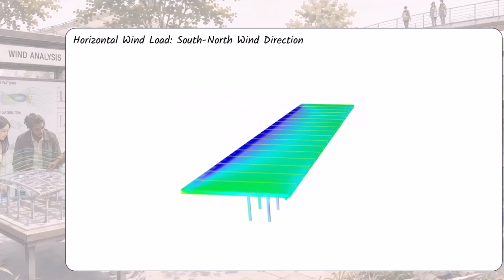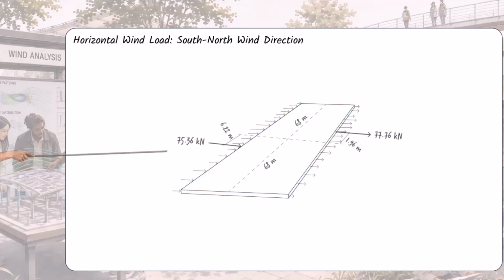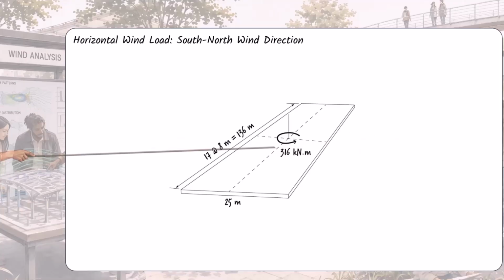For the south to north wind, the loads are much higher. On the south side, we get 75.36 kilonewtons. On the north, 77.76 kilonewtons. Because of their eccentric locations, they create a torque of 316 kilonewton meters, much larger than before.